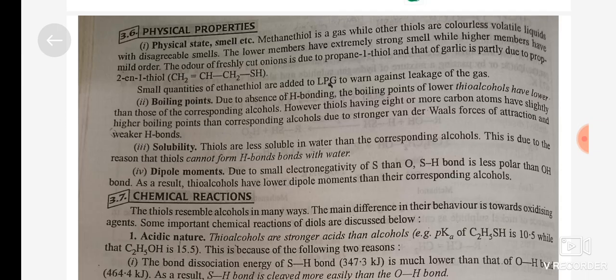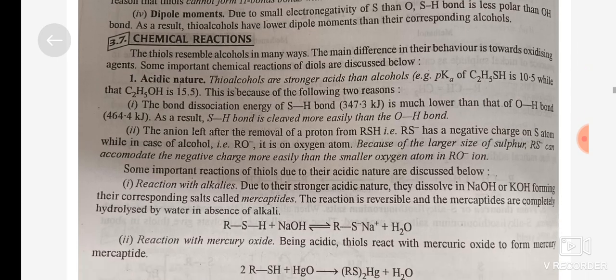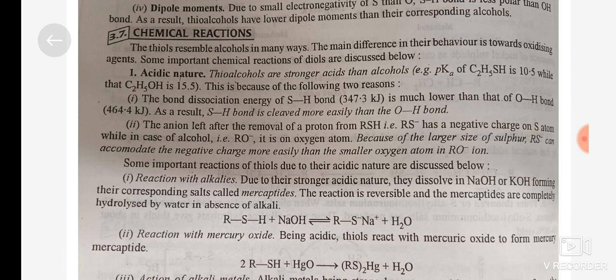First, the bond dissociation energy of the S-H bond is much lower than that of the O-H bond. As a result, the S-H bond is cleaved more easily than the O-H bond. Second, consider the anion left after the removal of proton from RSH. For example, RS negative has a negative charge on the sulfur atom, while in case of alcohol, RO negative, it is on the oxygen atom. Because of the larger size of sulfur, RS negative can accommodate the negative charge more easily than the smaller oxygen atom in RO negative ion.